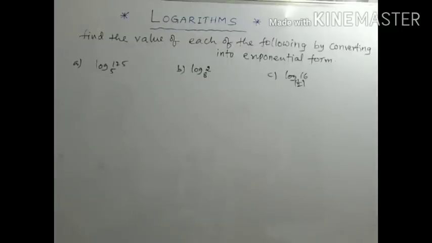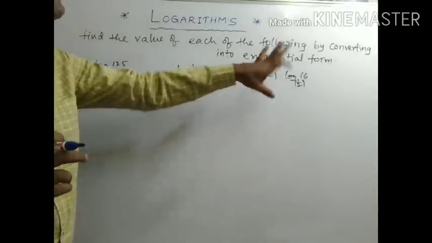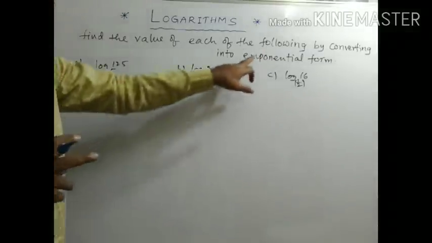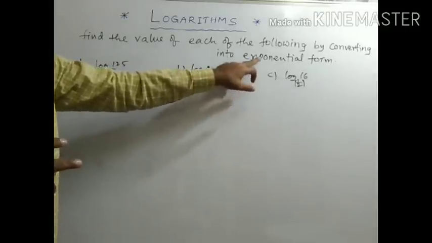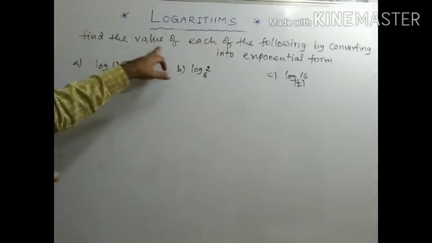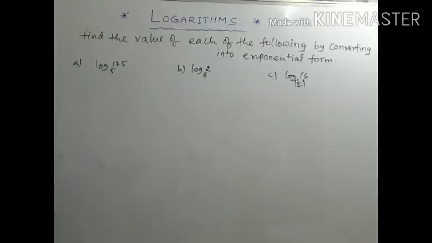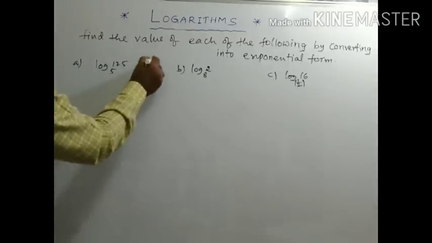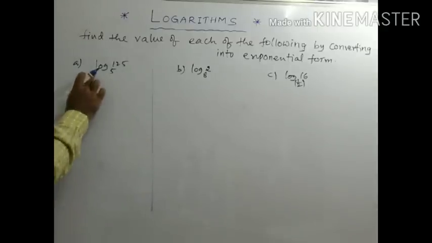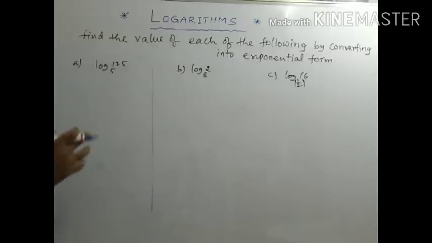Let us see one more example. Find the value of each of the following by converting into exponential form. So first we need to convert into exponential form and then we need to find the value of each. Okay. So what is the first one here? Log 125 to the base 5.